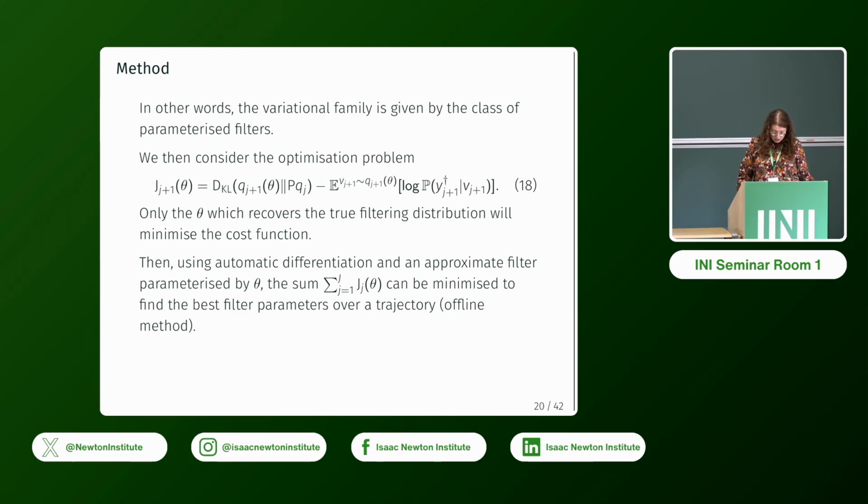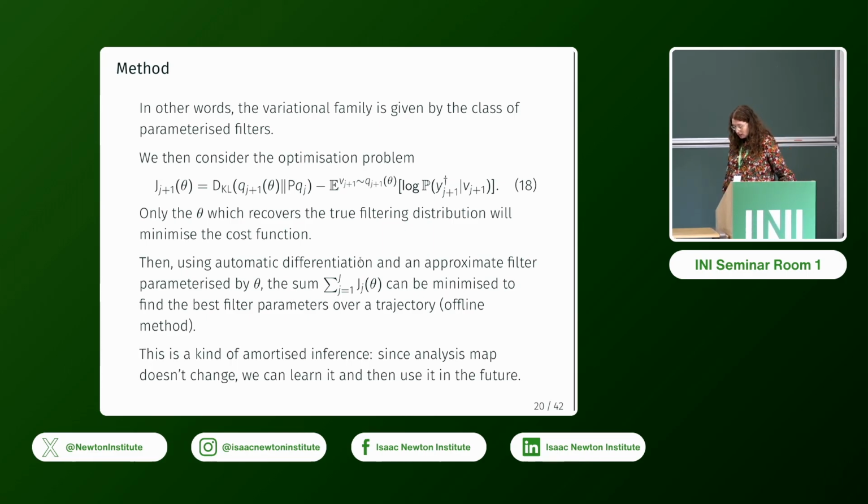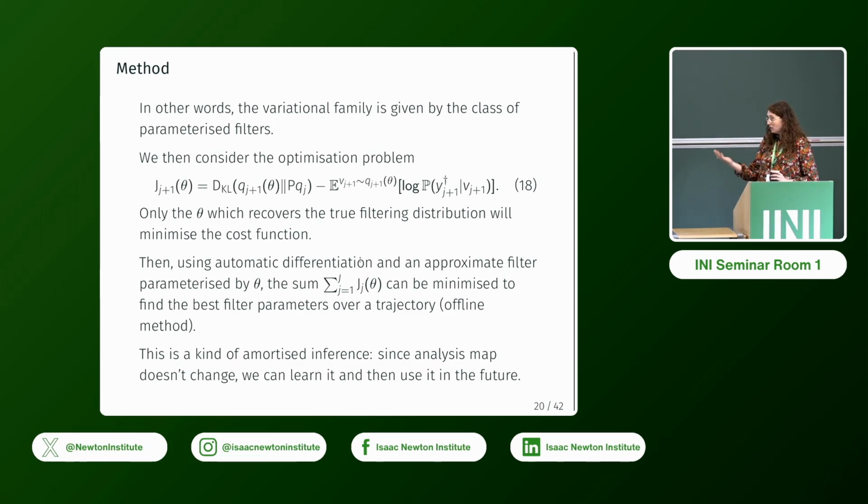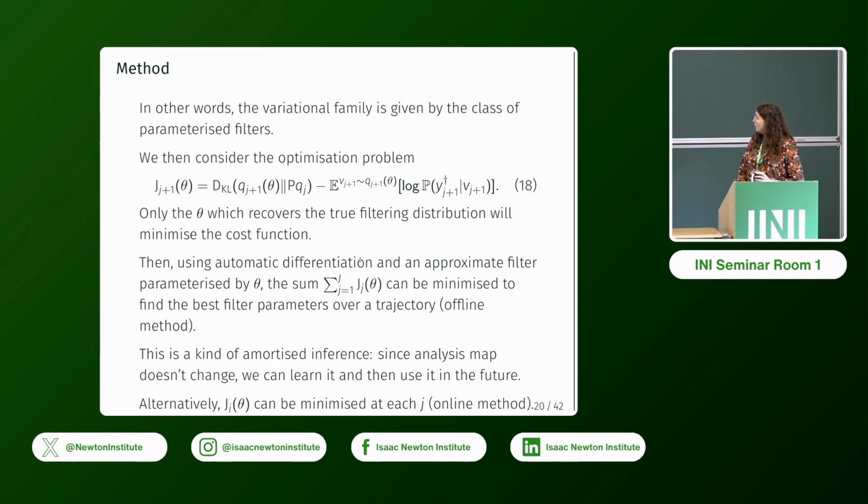Like I said, in the case that the true filter is in that class, then it will be the unique minimizer. And so it's a kind of amortized inference: once we've learned this, we can use it in the future for future filtering problems. This can give us also some computational benefits. We can also do an online method where we solve the variational inference problem at every time.